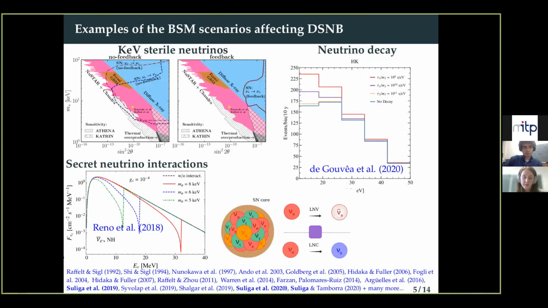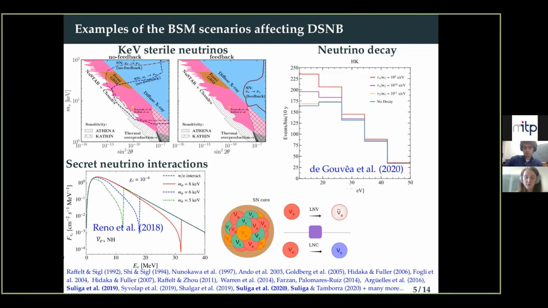So here I listed some examples of the possible beyond the standard model scenarios that could affect the diffuse supernova neutrino background. We can have scenarios that affect the neutrino spectra formation inside the star, like the key Vistera neutrinos, but also some non-standard mediators coupling to neutrinos, which don't necessarily have to couple only to neutrinos, but also to quarks or charged leptons, that could affect the formation of the spectrum.